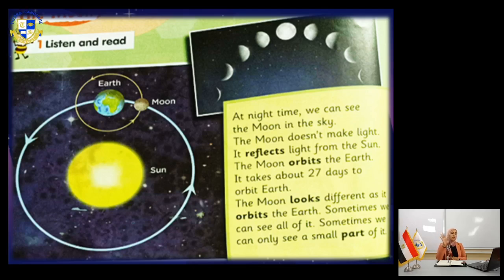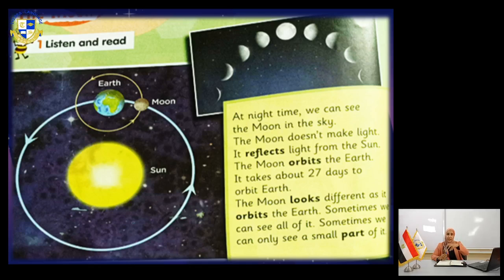The moon looks different as it orbits the earth. Sometimes we can see all of it. Sometimes we can only see a small part of it. So it looks different according to its orbit around the earth. What orbits the sun? The earth. What orbits the earth? The moon.